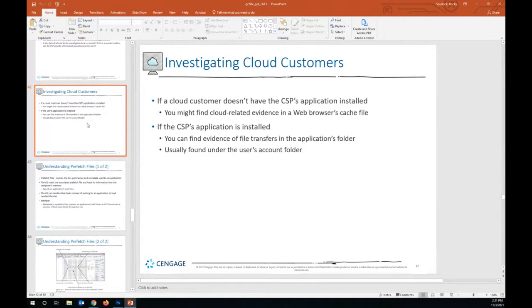When investigating cloud customers, you want to make sure that the location is checked when searching for evidence on a cloud customer's computer or mobile device. You might find cloud-related evidence in the web browser's cache files, so make sure that you check that area. You want to see the CSP's application folder, and this is usually found under the user account folder. You also want to check the Windows prefetch folder on the user's computer.